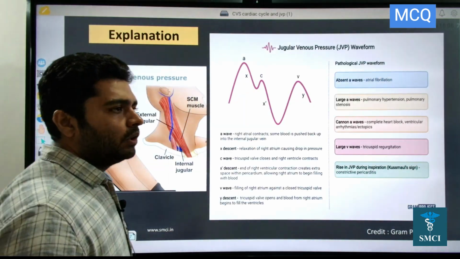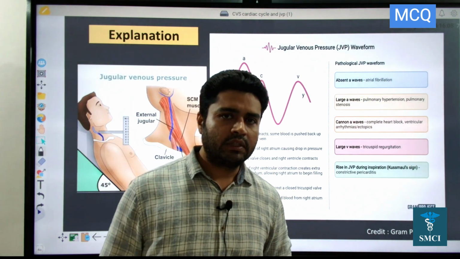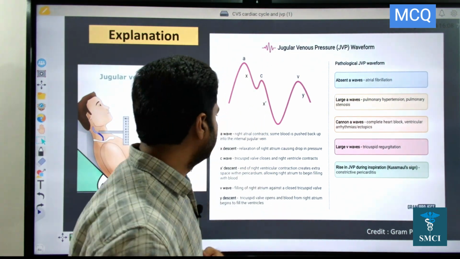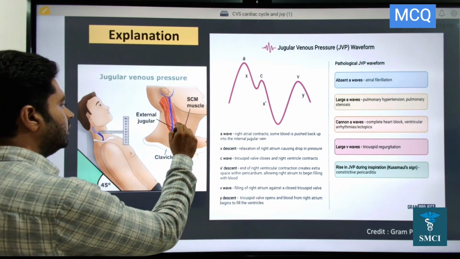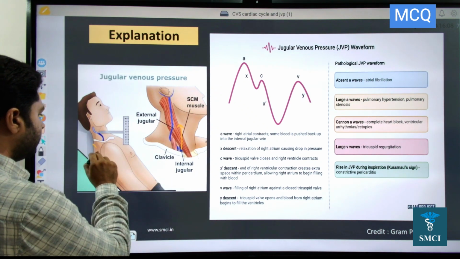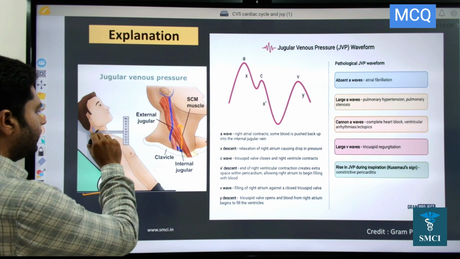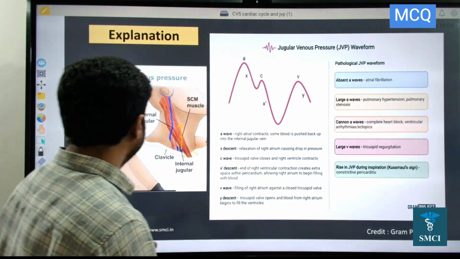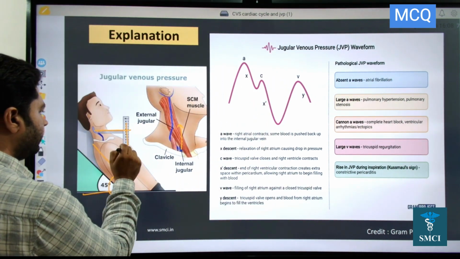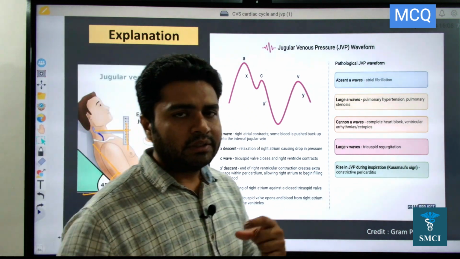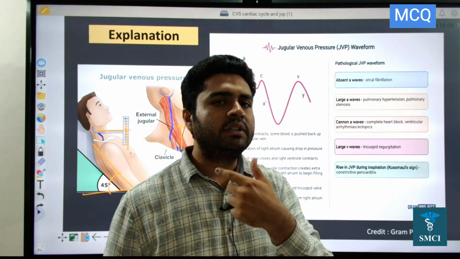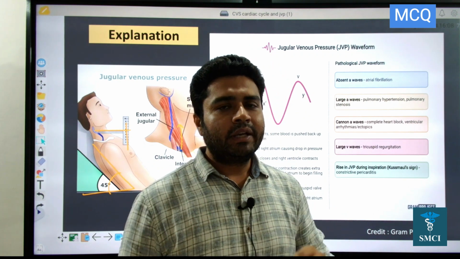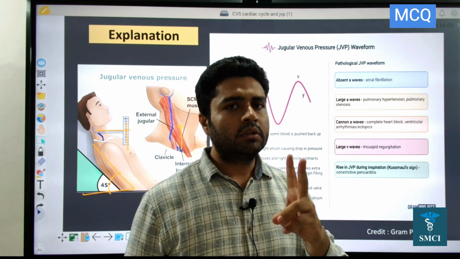So for that we all need to understand JVP, that is the jugular venous pulse, which we get in the internal jugular vein when the person is sitting at a 45-degree angle, and we see the highest pulse which is visible onto the jugular vein. We take two scales and then we record the pulse in centimeters. But when we record the pulse pattern, we get three positive waves and two negative.